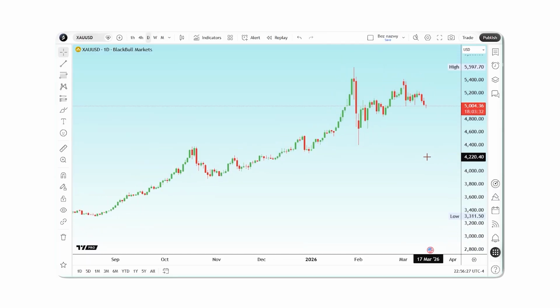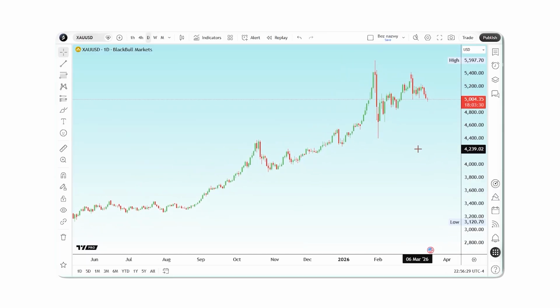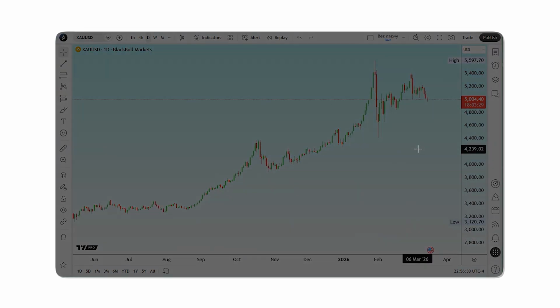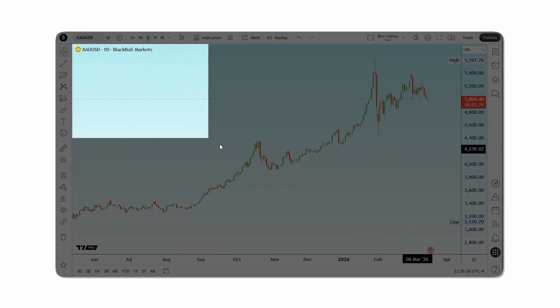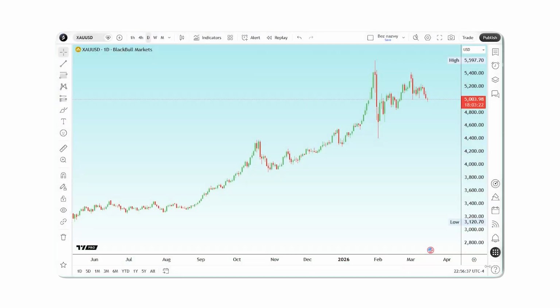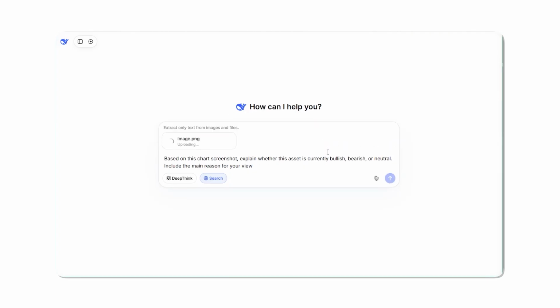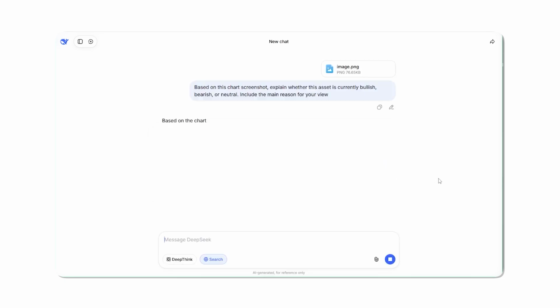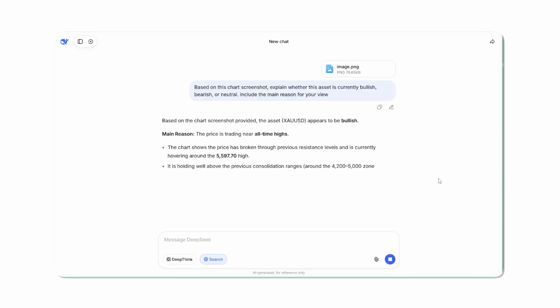or neutral. This is useful because it helps you understand the logic behind a market structure instead of just guessing the direction. You can take the screenshot of the chart from TradingView, MetaTrader, or cTrader, then ask it to explain whether the setup looks bullish, bearish, or neutral and why. For example, you could ask, based on this chart screenshot, explain whether this asset is currently bullish, bearish, or neutral. Include the main reason for your view.